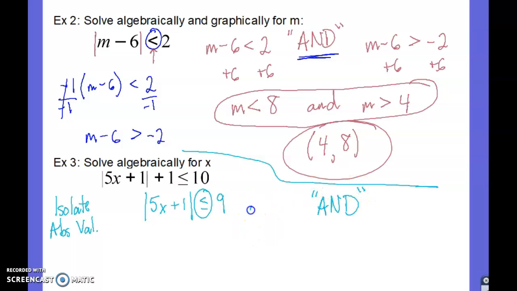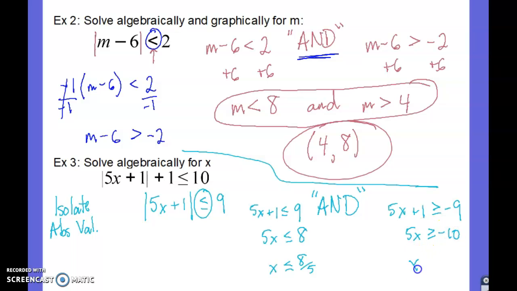So what I'm saying is 5x plus 1 needs to be less than or equal to 9, and 5x plus 1 must be greater than or equal to negative 9. So now it's the same two-step process where you subtract 1 over and divide by 5, so we're looking at 8/5. You can change that to a decimal if you want, I just don't want. So x must be greater than or equal to negative 2.